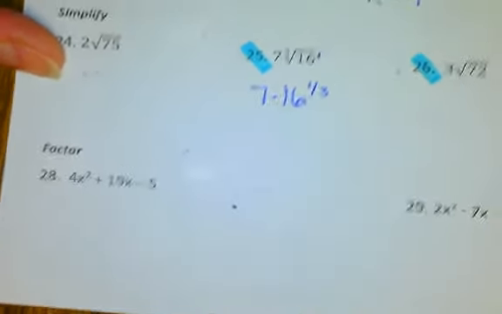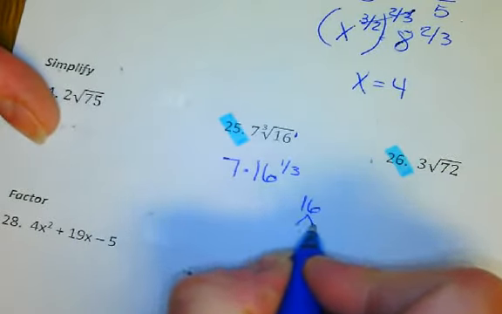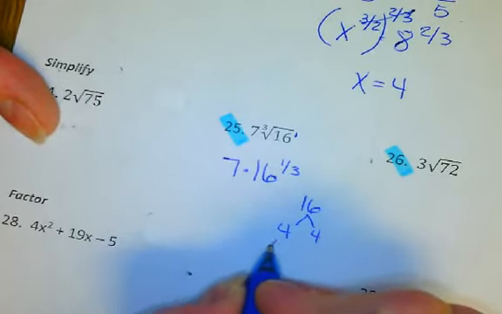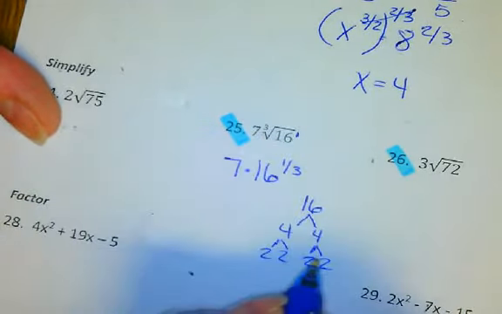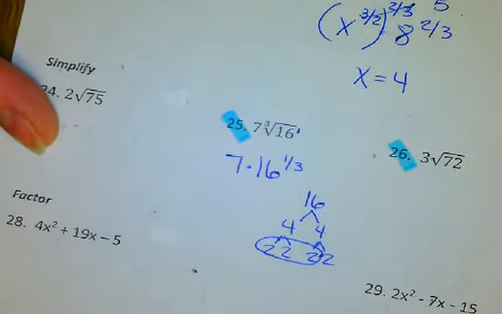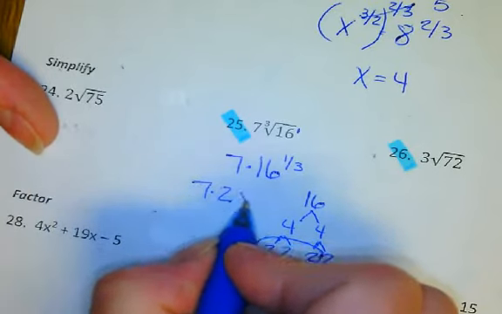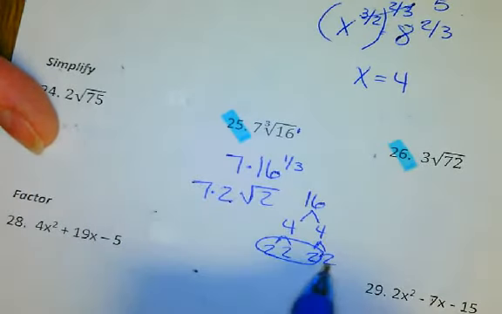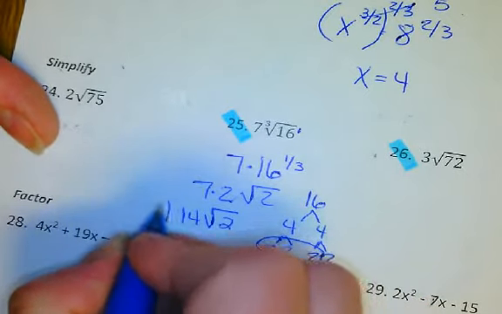But it came out all wonky. So that tells me I'm going to have to take that 16 and I'm going to have to break it down. Now, because it's a cube root, I'm making groups of 3, so there's the 2 right there. So 7 times 2, and then I'm also going to have a 2 on the inside. So that gives me 14 times the square root of 2.